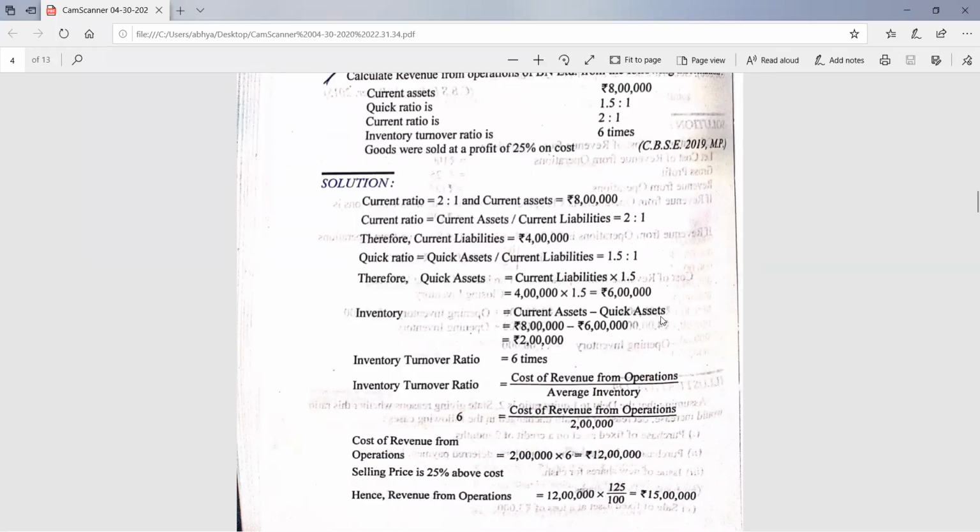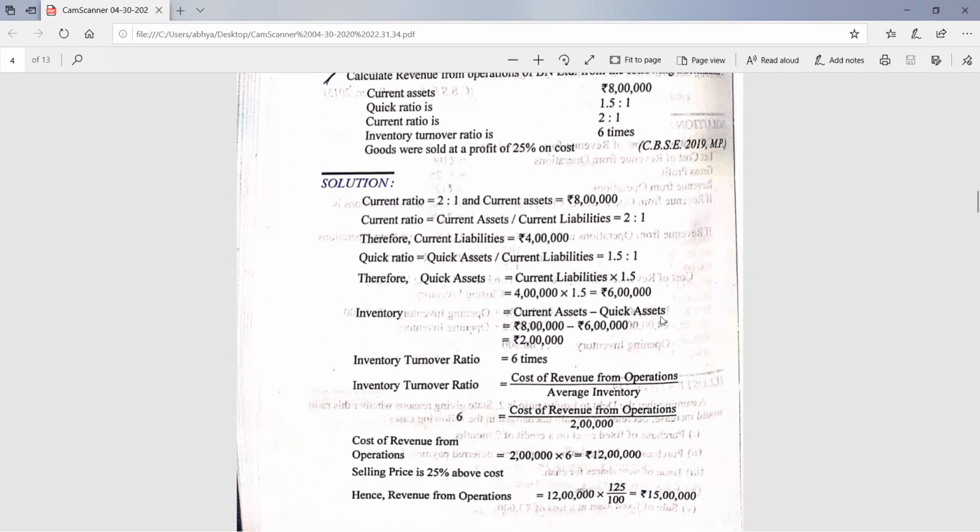So in this question, current ratio is given 2:1. Quick ratio is given 1.5:1. Current assets are given. Goods were sold at a profit of 25%. And this question has come in board examination 2019. So inventory we have to find out. Inventory turnover ratio is given. Goods were sold at a profit of 25% on cost.